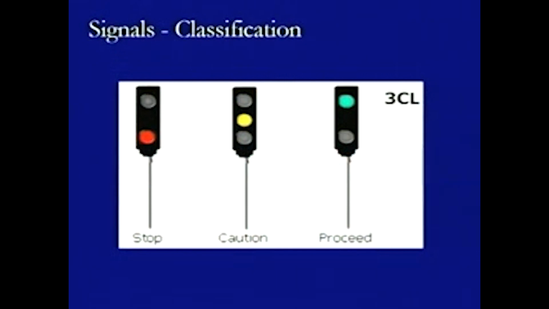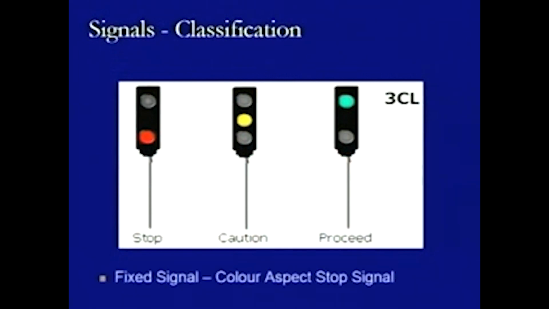Now, this is one diagram which tries to show the fixed signal, which is a color aspect stop signal. This is a 3 color aspect signal. In this 3 color aspect signal, it is being provided with 3 colors condition, that is we have the stop condition where the red color is being shown, we have the proceed condition where the green color has been shown, and there is a third condition in between.